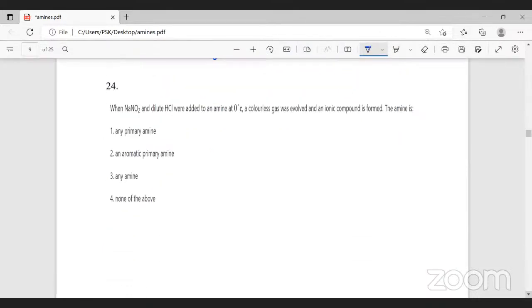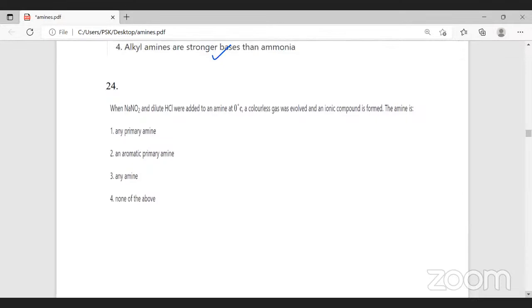The next question. When sodium nitrite and HCl were added to an amine at 0 degrees Celsius, a colorless gas was evolved and an ionic compound is formed. The colorless gas which is evolved is nitrogen gas. It is nothing but the formation of benzene diazonium chloride. It's an ionic compound. You have a benzene ring, with N2+ and Cl-. So it is an aromatic primary amine. Answer will be option 2.